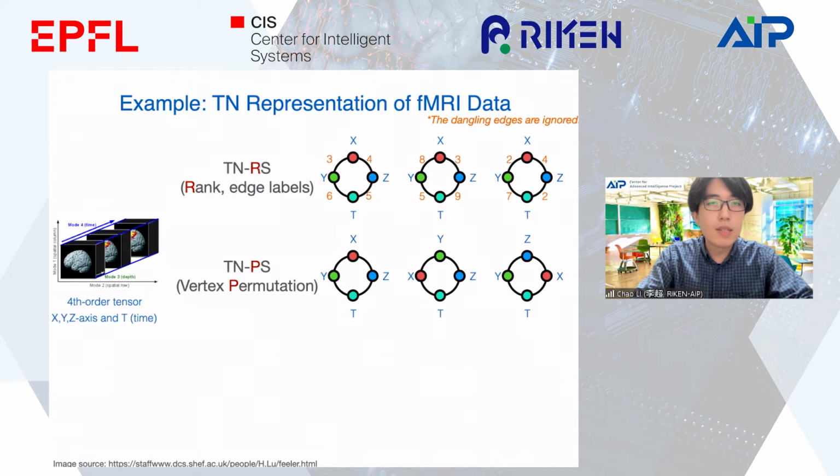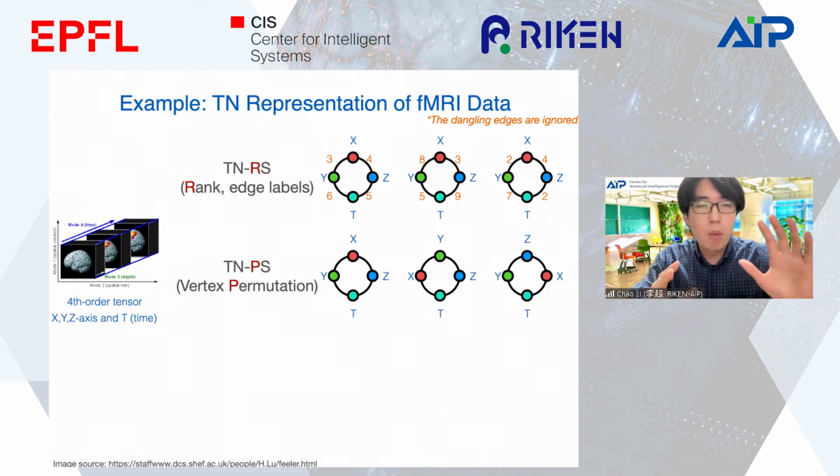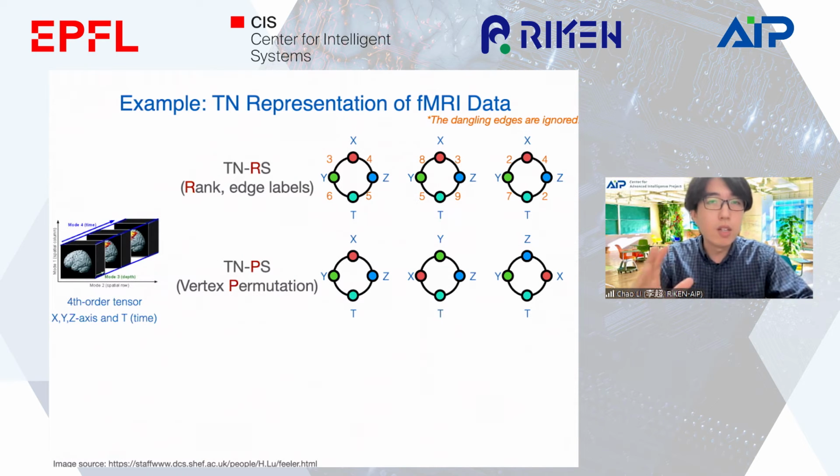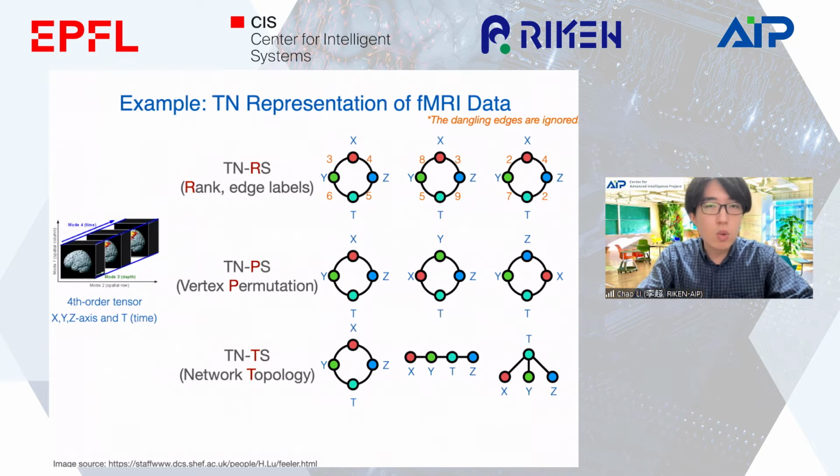And for the next, tensor network permutation search, here we seek the optimal mappings from the tensor indexes to the vertices of the graph, because it's equivalent to finding the permutations of the vertices in a graph. So we call this problem the tensor network permutation search. And for the last one, the tensor network topology search, it's very obvious. Here we are looking for the optimal network topology, such as the circle graph, path graph, or trees for our representation task.